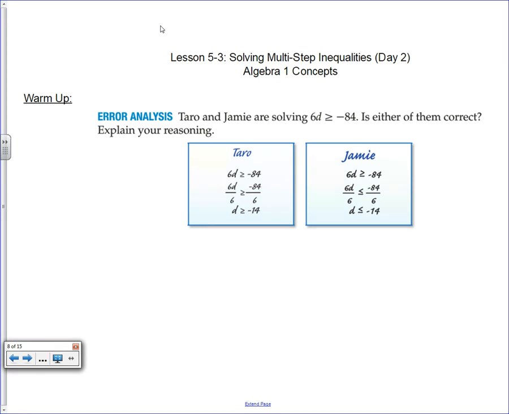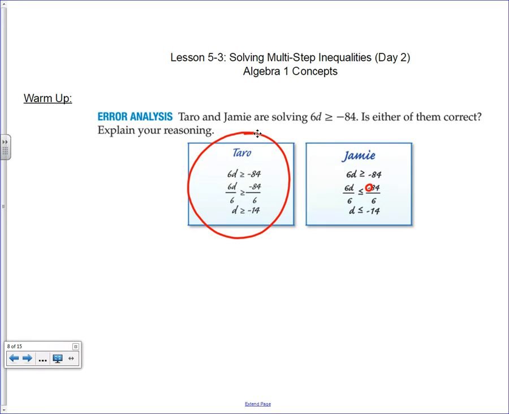All right, ladies and gentlemen, who is correct? What do you think, Brayden? Taro is correct. What did Jamie do that was incorrect? We flipped the sign. Now, I know why Jamie probably did that, because does everybody see this negative right here? Maybe that's the reason that it was flipped. But folks, was this being divided by a negative? It was being divided by a positive 6, wasn't it? Okay, so Taro is correct.